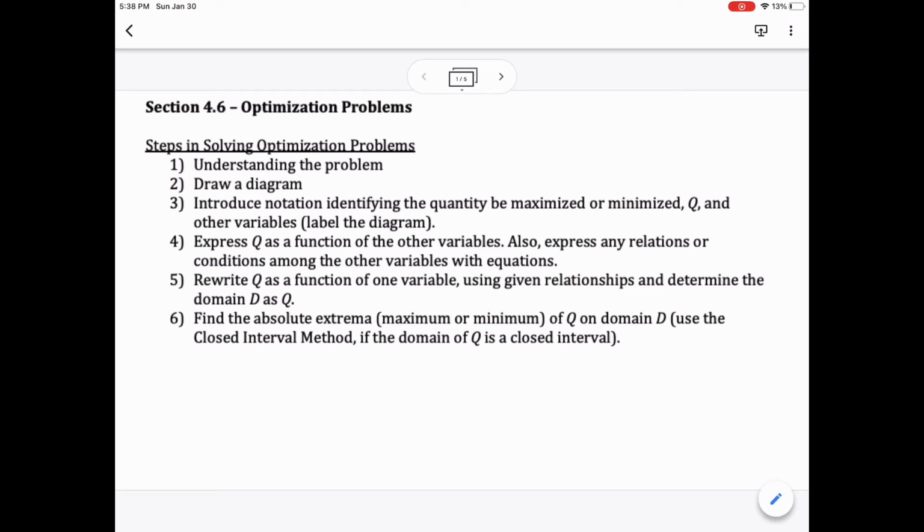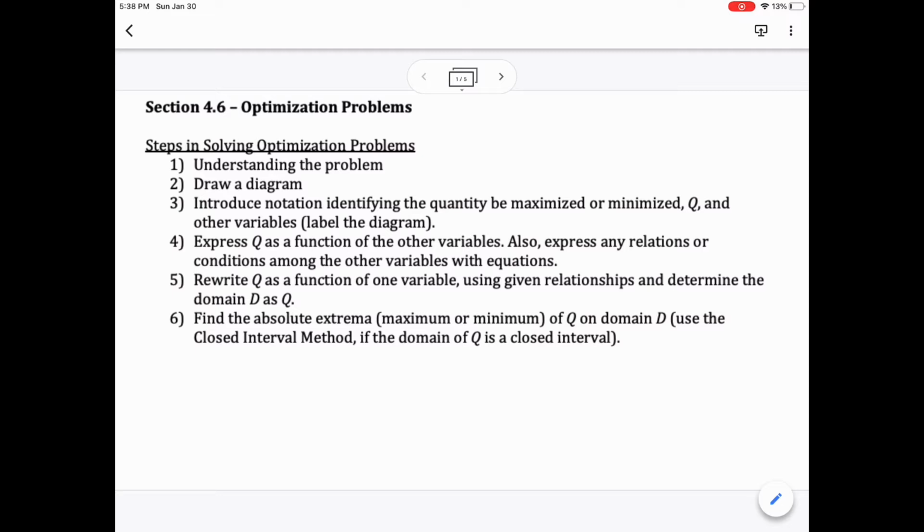Today's lesson's over section 4.6. This section's over optimization problems. Now these are very similar to related rate problems in the sense that they're word problems. We'll be taking the derivative, but yet we're going to be looking at how we can maximize or minimize different formulas based on the information that we're given. So I have a 6-step process that we kind of go through.